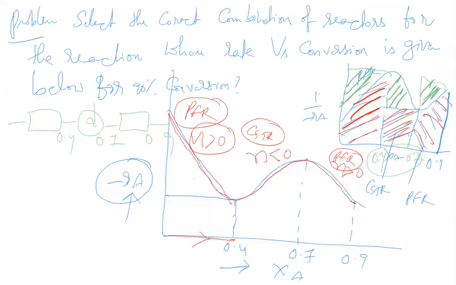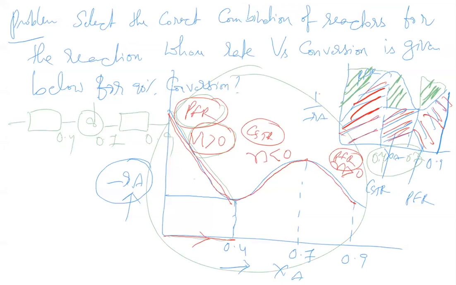Somebody is saying that he has not understood this way of reactor selection. So during the reaction, if my rate decreases, it is an indication of a positive order reaction. That is the thumb rule. During the reaction, if the rate decreases, it is a positive order reaction. For positive order, you should select PFR, no?